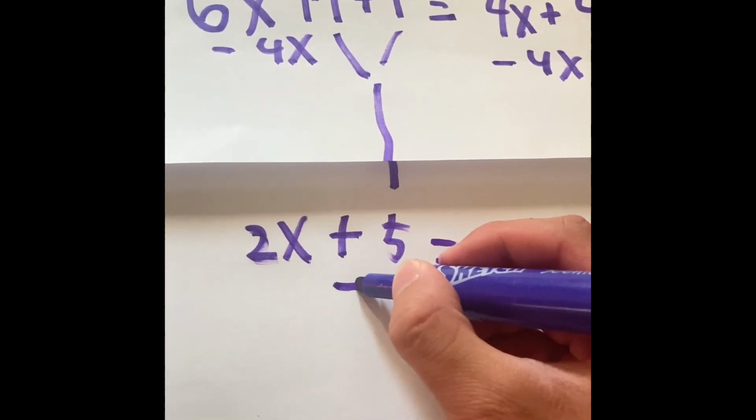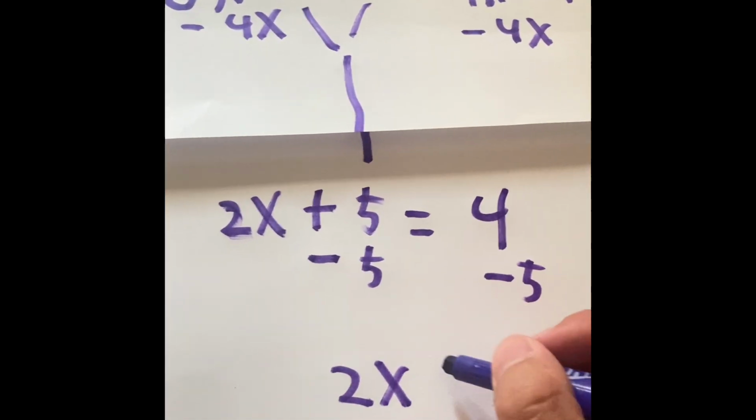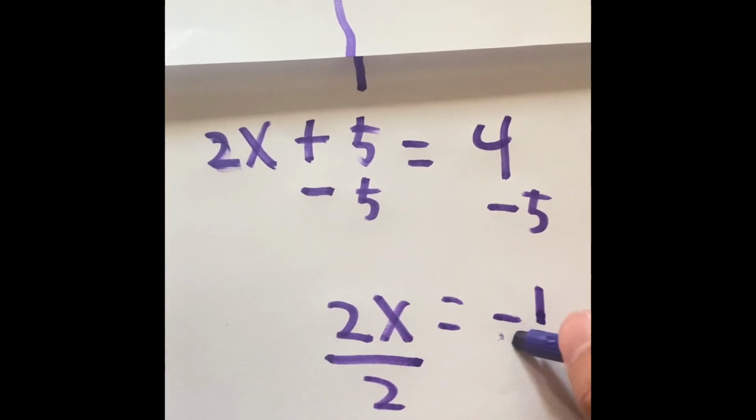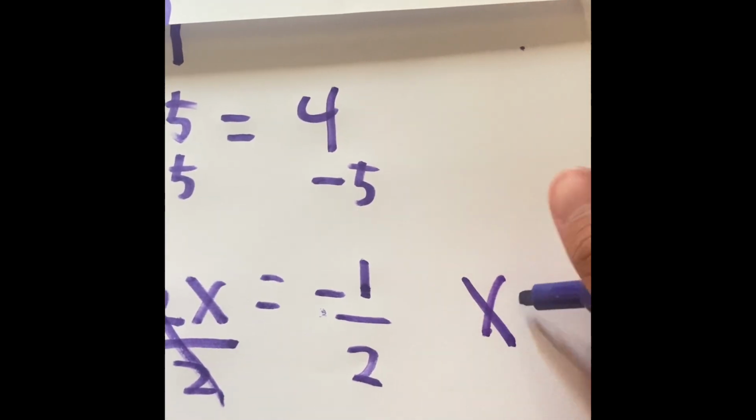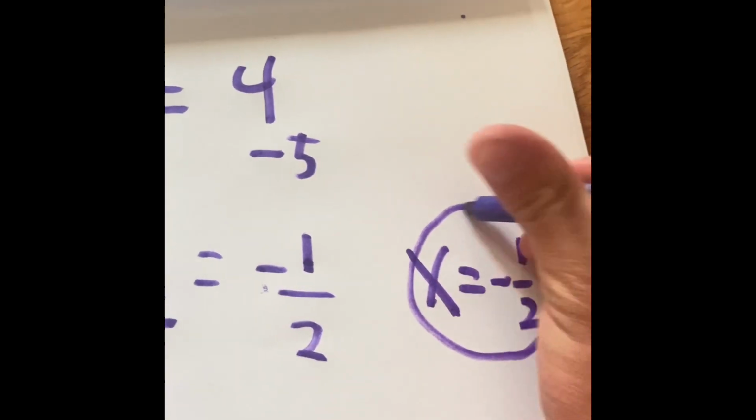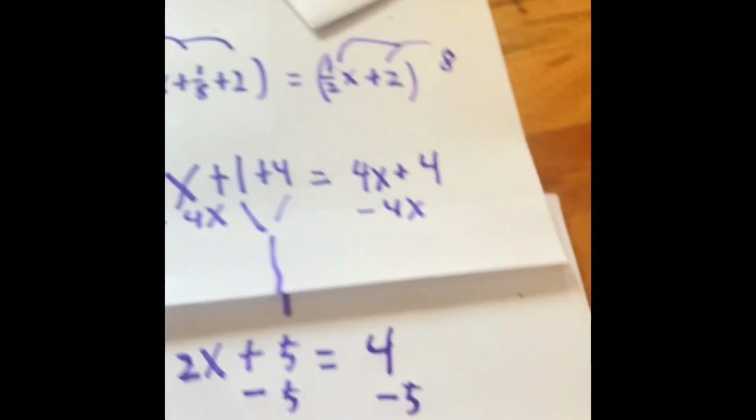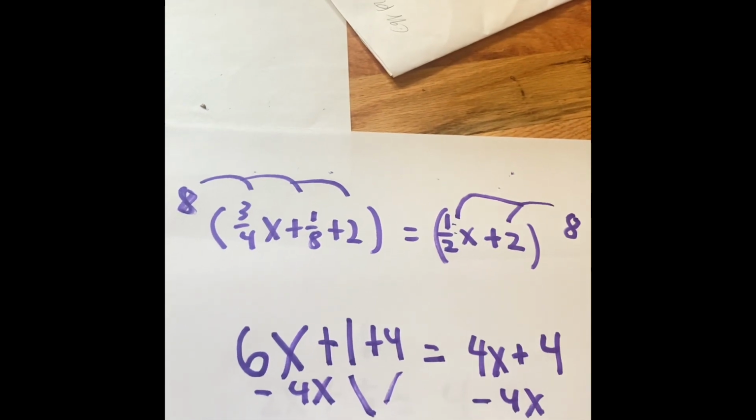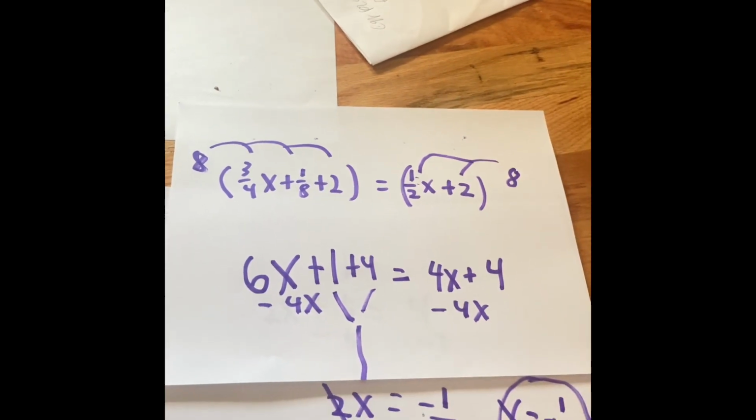We have to subtract 5 from each side, and we get 2x equals -1. Divide that by 2 and divide this side by 2 to get x alone, and here we have it. X is going to equal -1/2. And that is what's going to be put into x to make this equation true and to make it equal. So you see how easy that was?